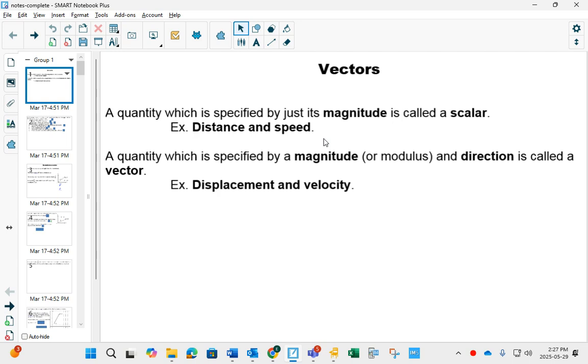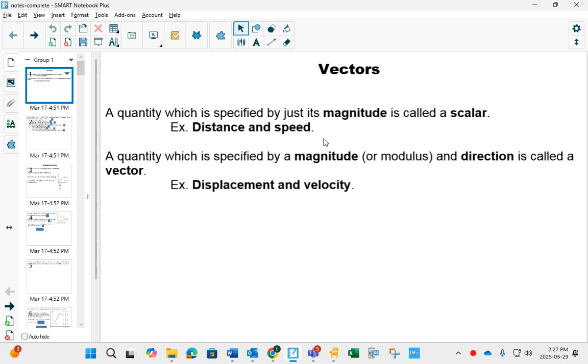Introduction of vectors. So, if we have a quantity that is just described by its magnitude, that's called a scalar, like distance and speed. But if we have a quantity that is specified by a magnitude and a direction, that describes a vector.